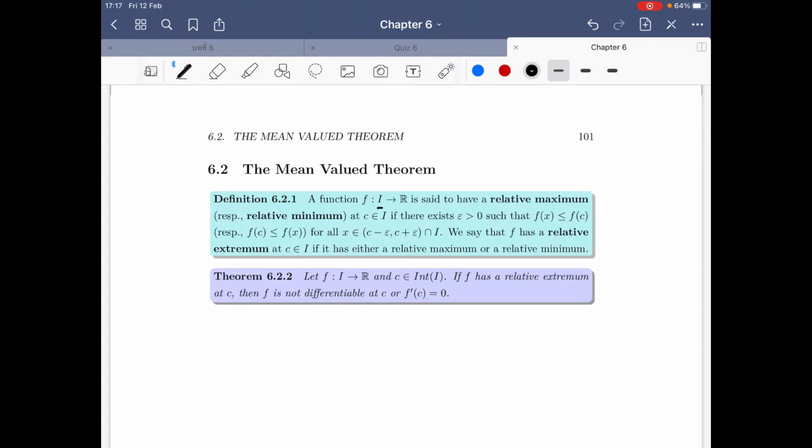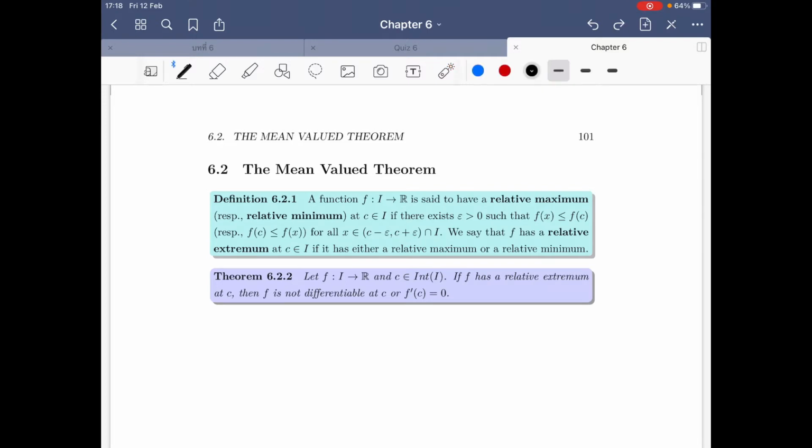So if we have a function f from the interval I to the real numbers R, we are going to say that f has a relative maximum at the point c inside that interval, if we can find an epsilon greater than 0 such that f of x is less than or equal to f at c, for all x within this epsilon interval around c.